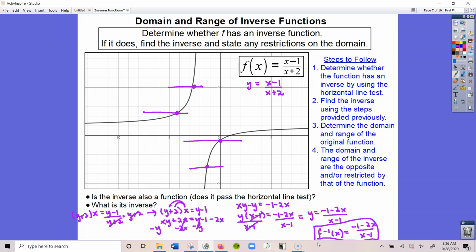Okay, and finally we're going to be determining the domain and range of our inverses. When we look at the graph, we can see what the domain would be and what the range would be. So for the inverse, since our x's and y's switch places, that means that the domain of your inverse is the range of the function, and the range of the inverse is the domain of the function. And we'll practice that in the following example.